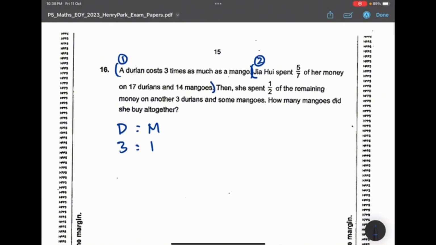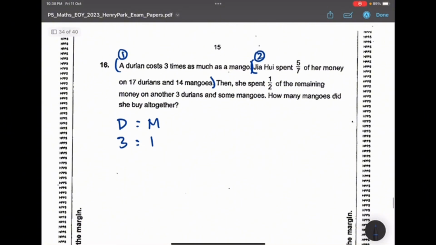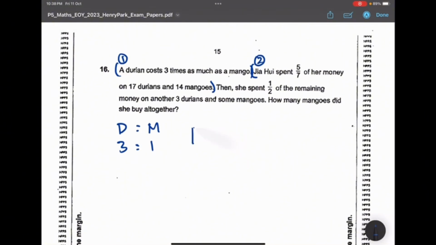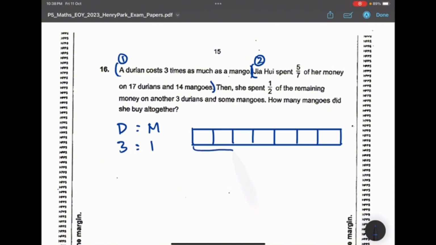Now, they have given us a fraction. What I want to do is to draw a model. Okay, I'm going to draw a model over here, splitting this into 7 parts. Here we have our model, and what do we know? What we know is that she spent 5/7 of her money on 17 durians and 14 mangoes.